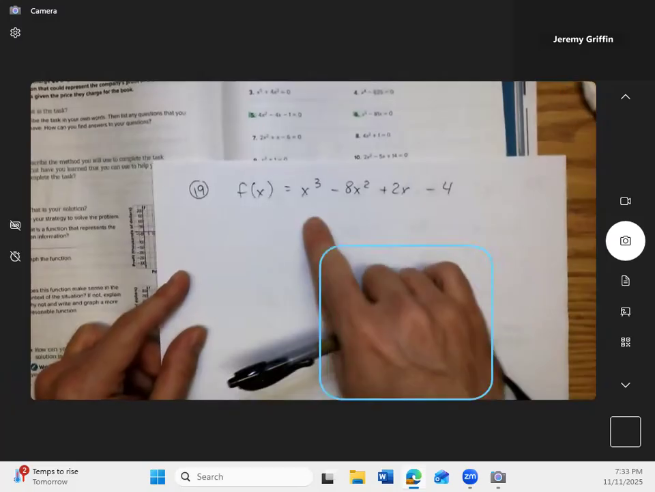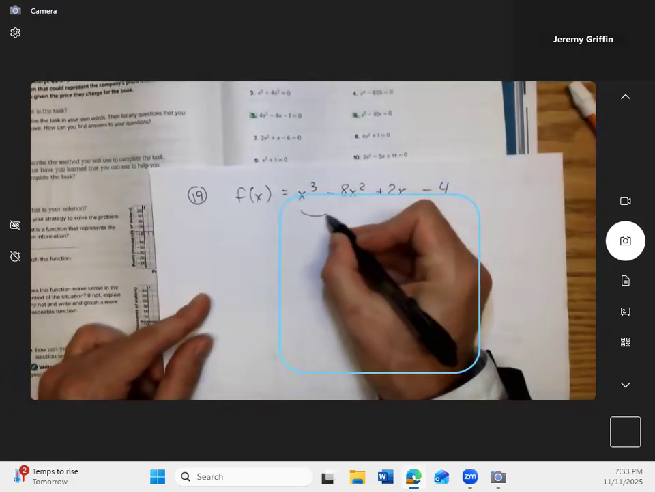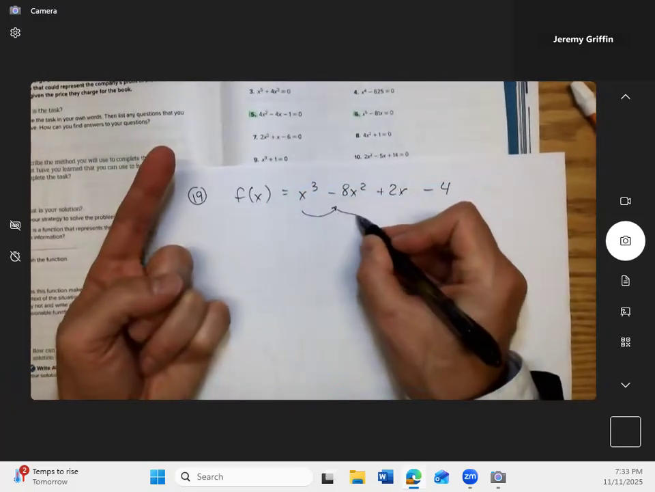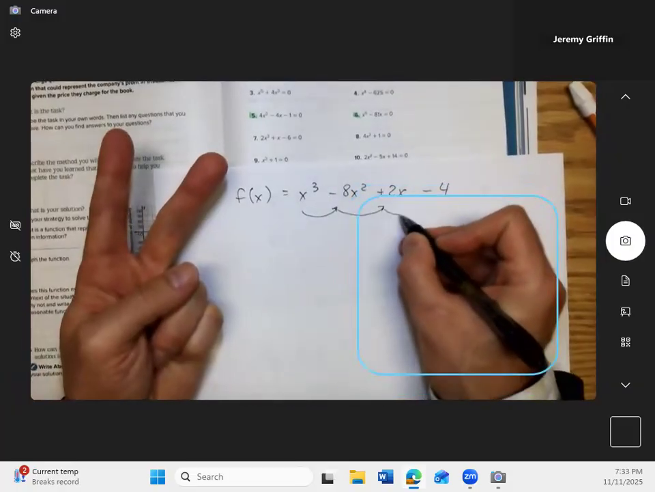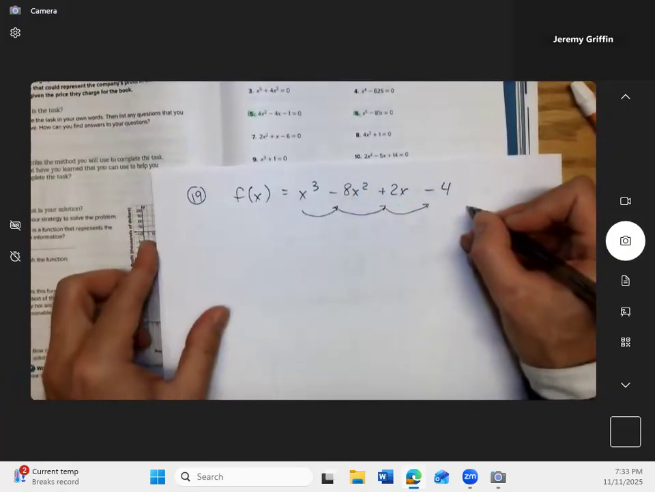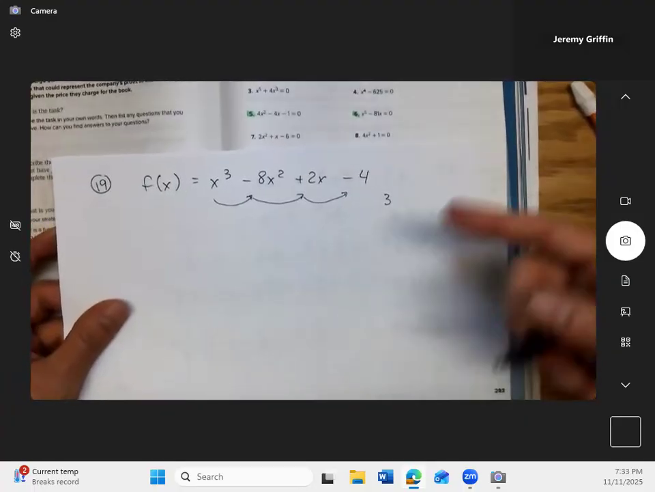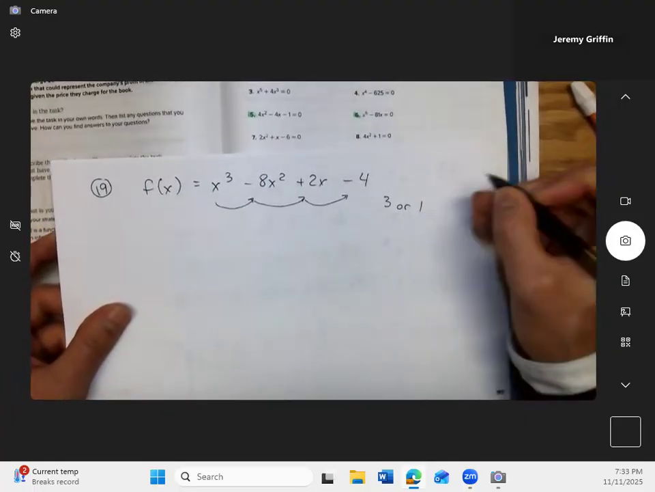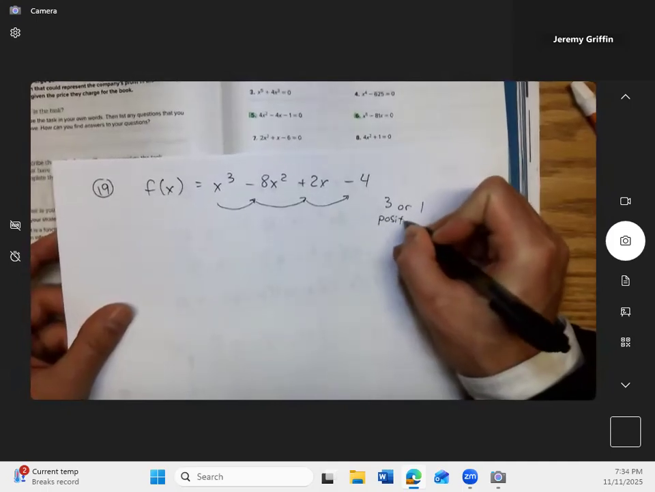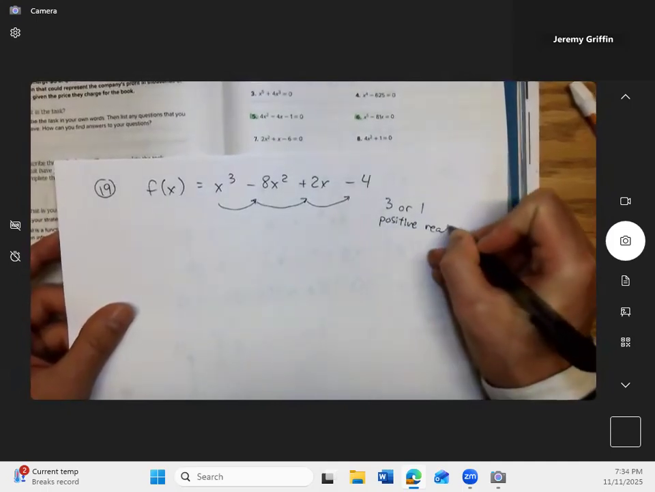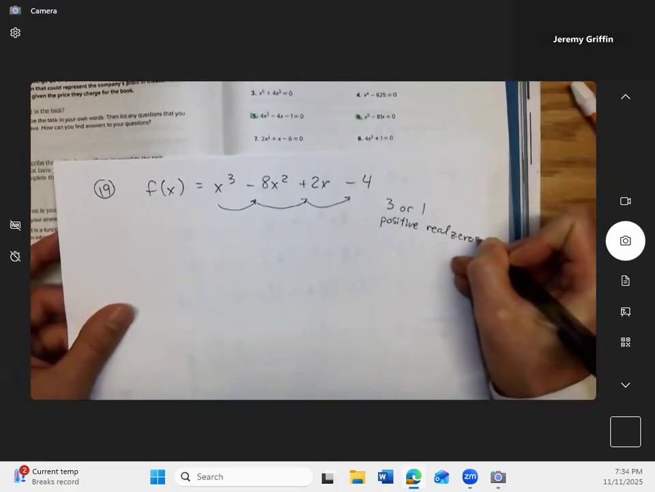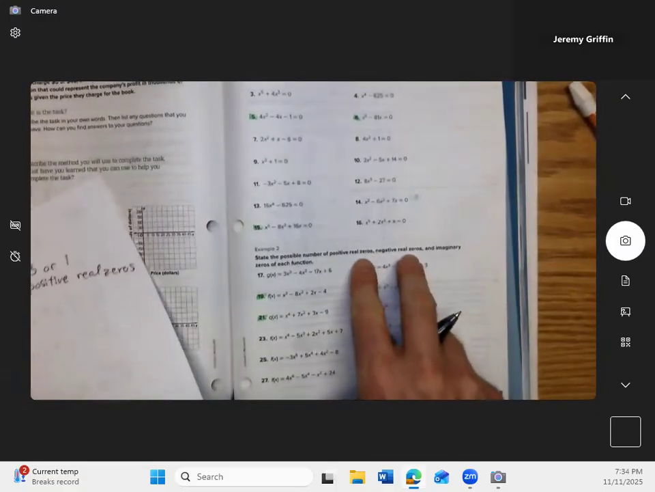Now, how many sign changes do I see? Well, there's positive to negative, so there's 1. Negative back to positive, there's 2. And positive back to negative, there's 3. So there could be 3 or, and then you start subtracting off 2 at a time, 3 or 1 positive real zeros. They did specify real zeros.